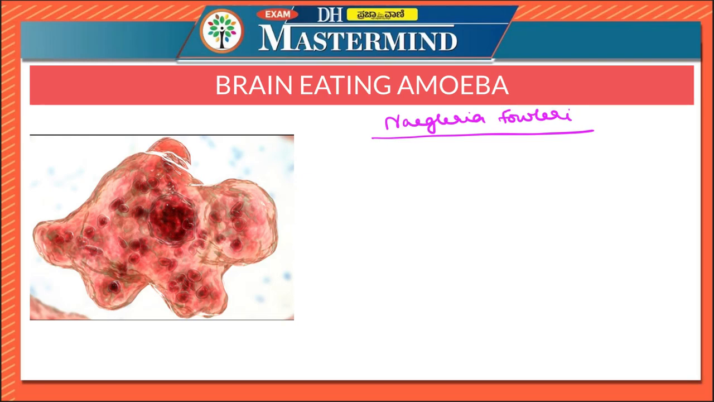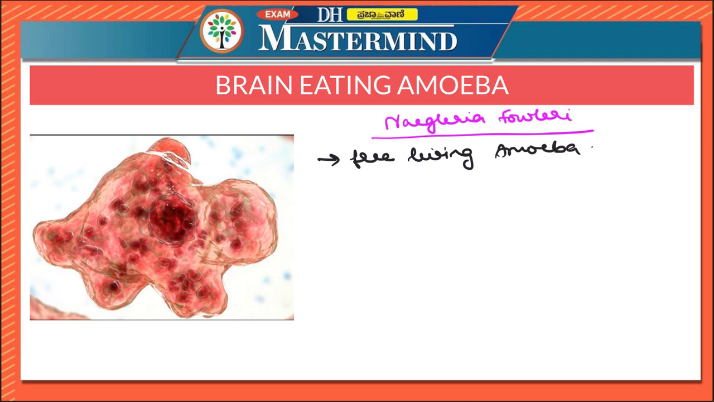Today let us learn a very important topic called brain eating amoeba. This is in news recently. So, brain eating amoeba is also known as Naegleria fowleri. Naegleria is a free living amoeba and it is a single celled living organism.